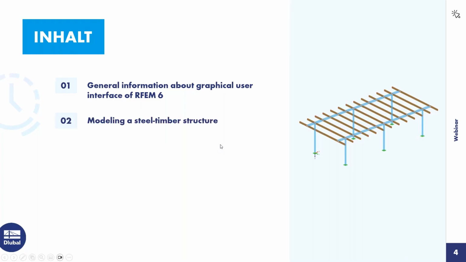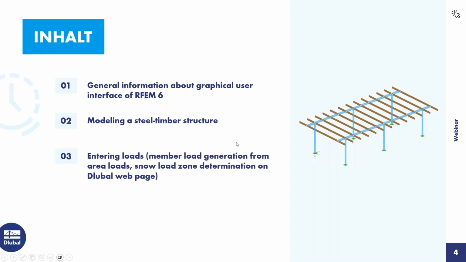To the agenda today, at first I will give general information about the graphical user interface of RFEM 6. Then I model a steel timber structure. You can see the structure on the right side. And then I will enter loads, and I will also use the load generation wizards in our program.